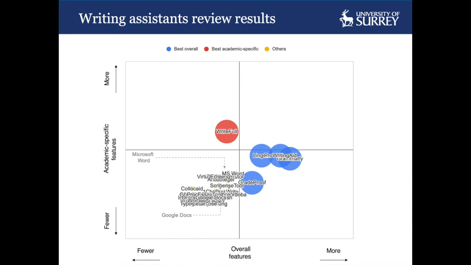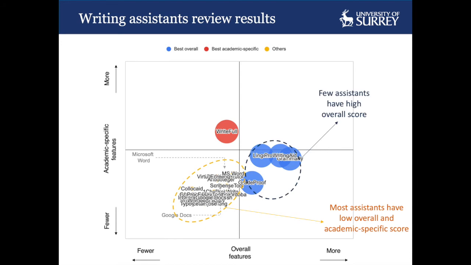The main insight we can take from this is that the majority of solutions are in the low overall and low academic-specific quadrant. Also, only a few assistants have a high overall score. These include Grammarly, ProWritingAid, Linguix, and GradeProof. Additionally, only one assistant has a high academic-specific score, Writefull.